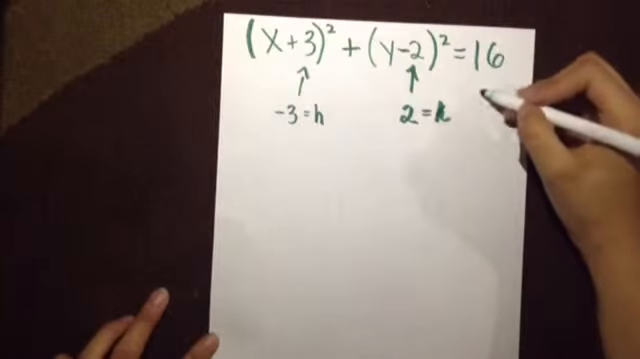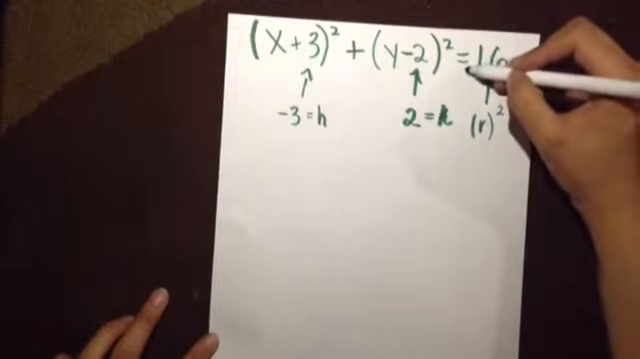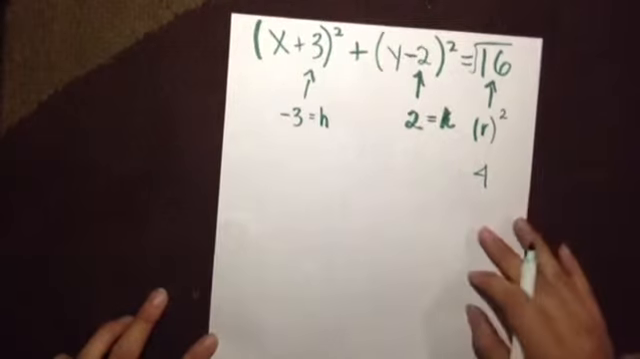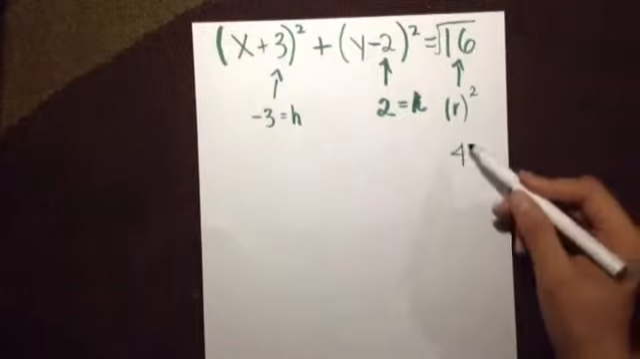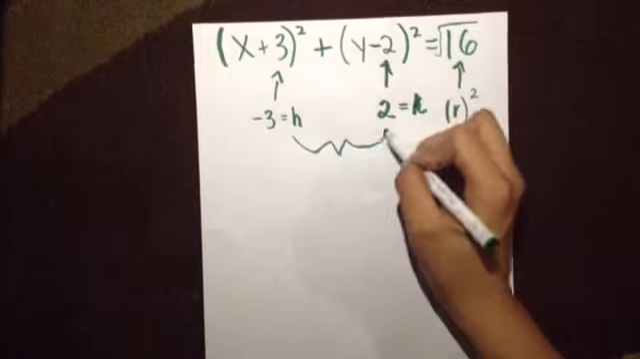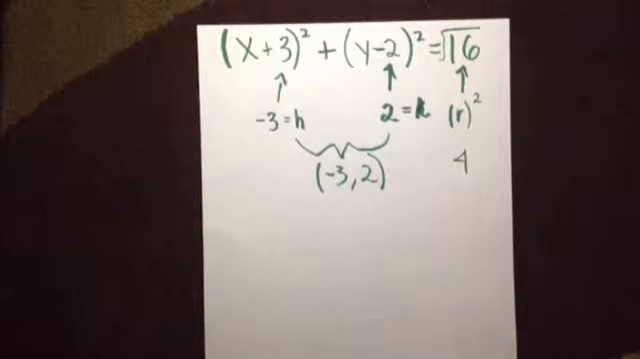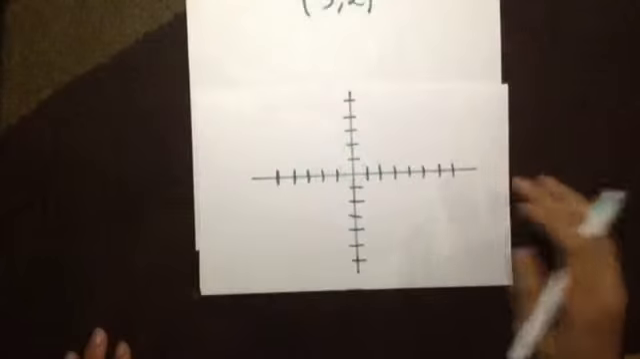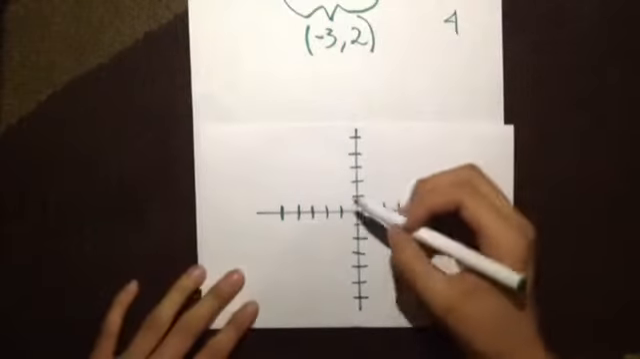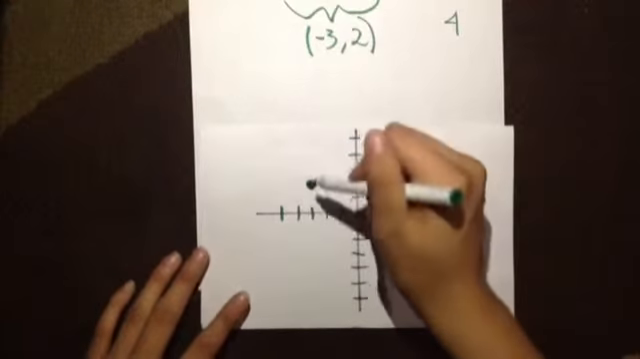So this is gonna be r squared. So all we have to do is take the square root of 16, which is gonna give us 4. So there we have it. We have our radius right here and our set of points, which is gonna be negative 3, 2. And now all we have to do is graph. So here we have our graph, and we're gonna plot our set of points, which is our center, and that's gonna be negative 3, 2. It's right here. This is our center.